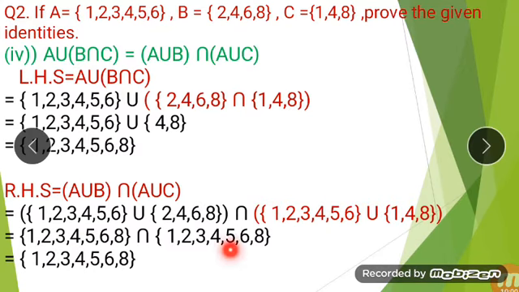So when we'll take their intersection, means the common, so all the numbers are common, 1 2 3 4 5 6 and 8, so we'll get the same answer. Hence left hand side is equal to right hand side, and it is verified here.